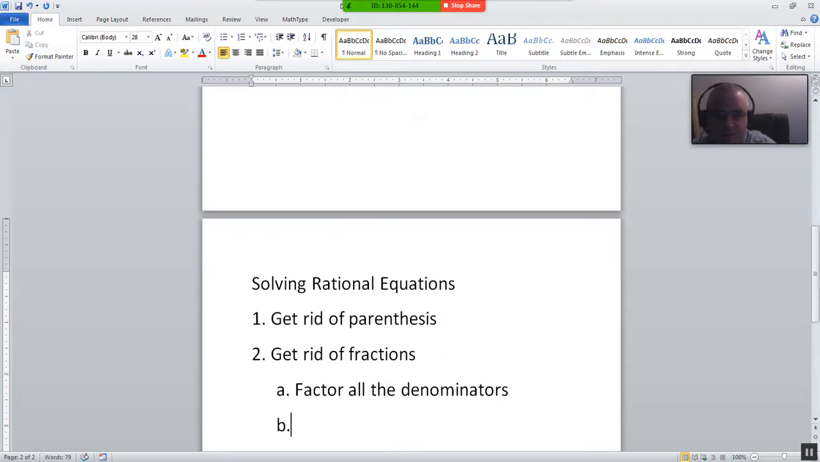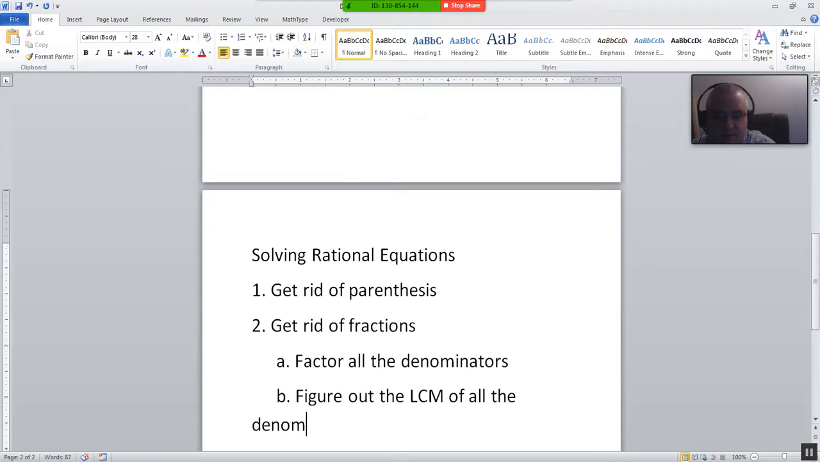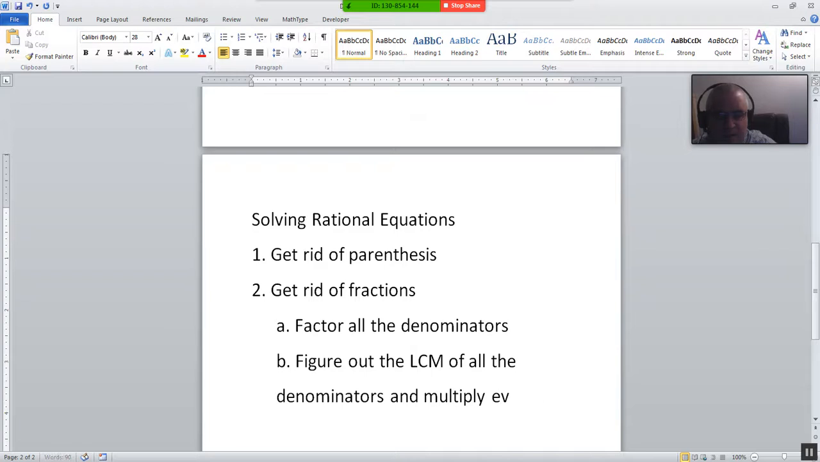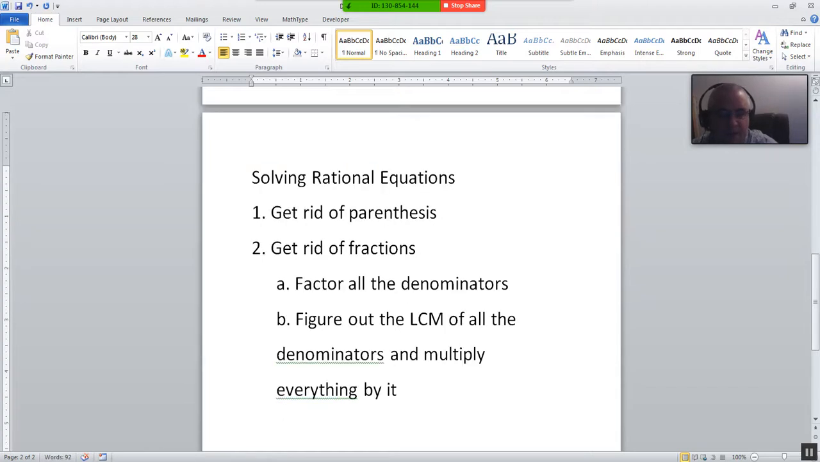And our second sub-step is to figure out the LCM of all the denominators and multiply everything by it. And then step 3 is solve for x.